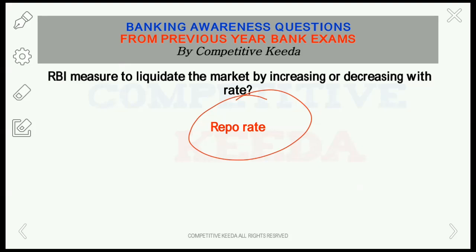So if the repo rate is increased, banks will borrow. So first of all, know what is repo rate. Repo rate is the rate at which banks borrow money from RBI. So if the repo rate is increased, banks will have to pay more interest to RBI for borrowing money. So they will borrow less money, and less money will be available in the system. And if the repo rate is decreased, banks will borrow more money. They will give more loans and more money will be available in the system. So this is the tool by which RBI liquidates the market.